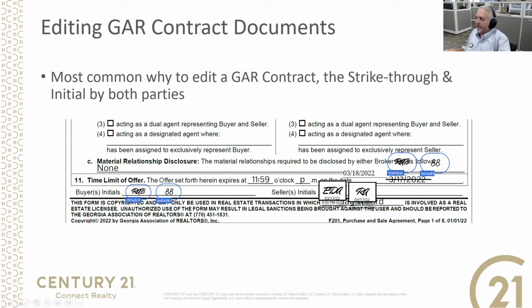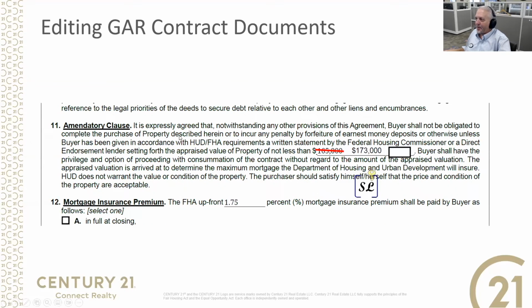Let's look at another example. Okay, here is the amendatory clause. This happens a lot. You have to have a number in that field. You cannot just list sales price. So when you initially submitted this document, we were at 165,000. Through the negotiation process, we've agreed on 173,000.